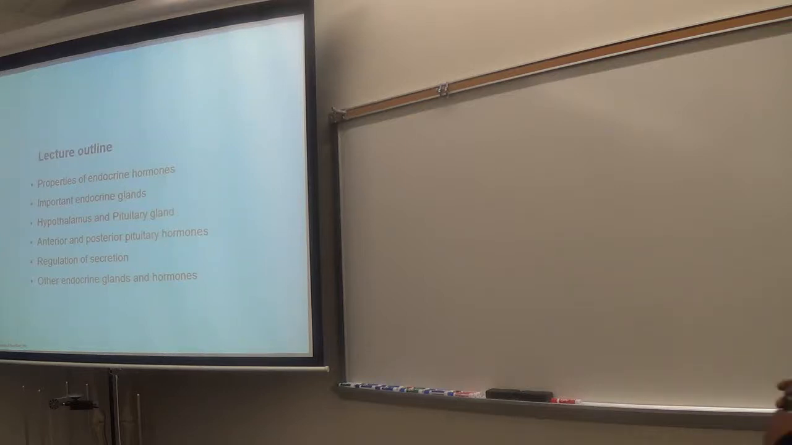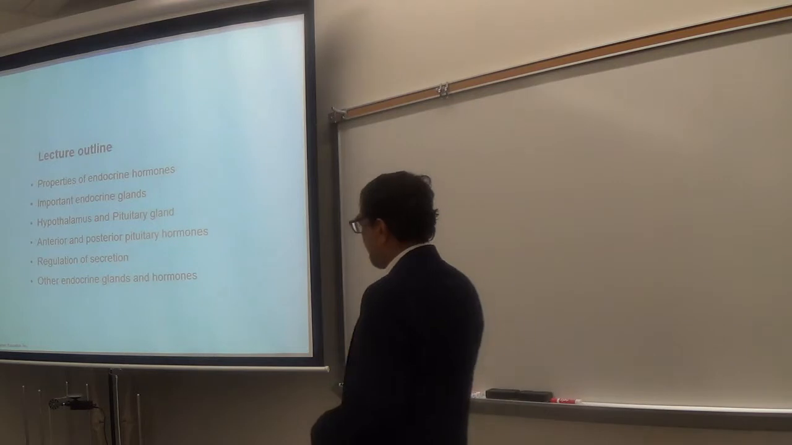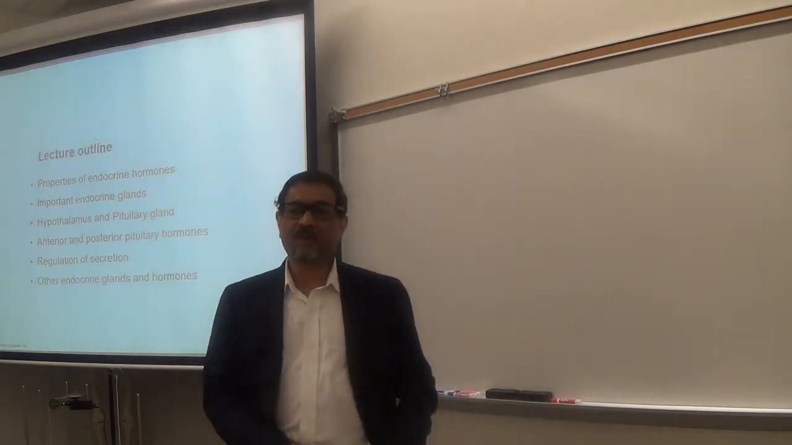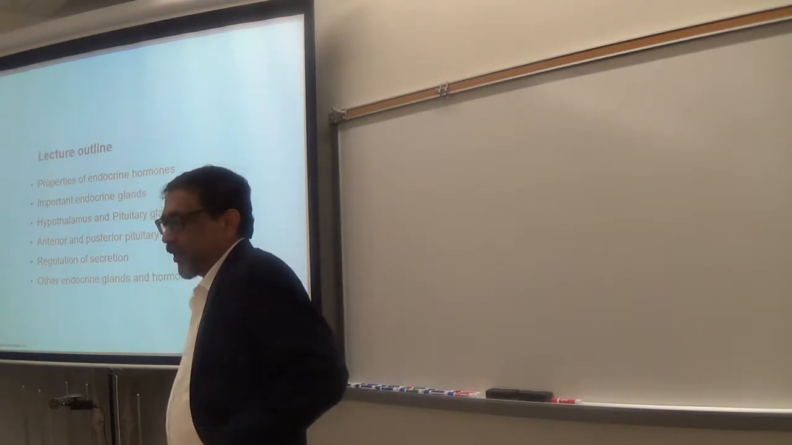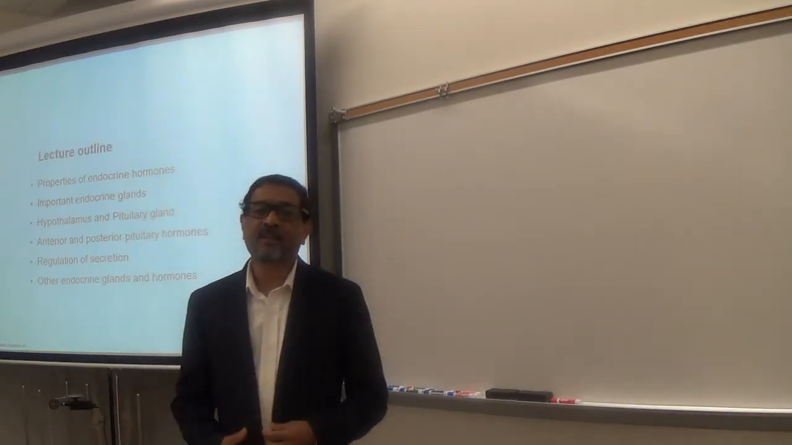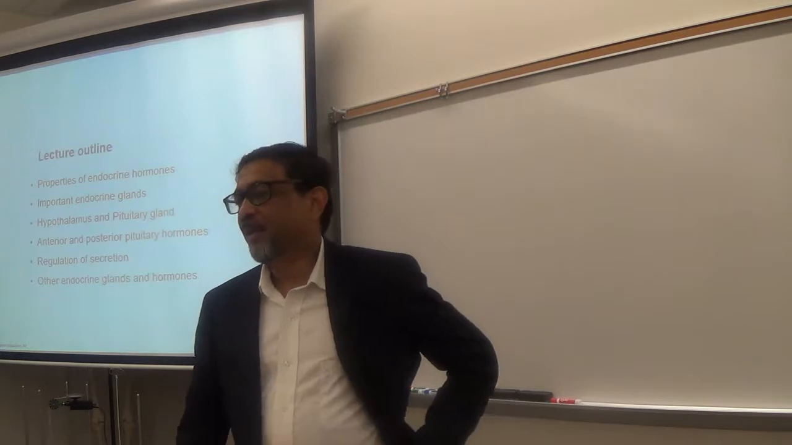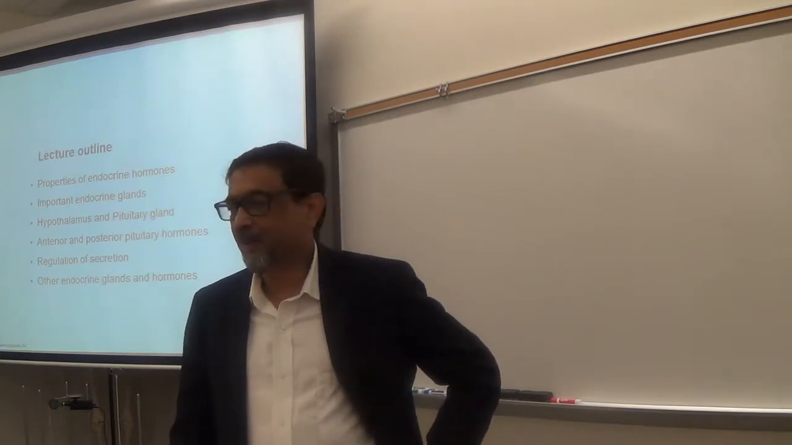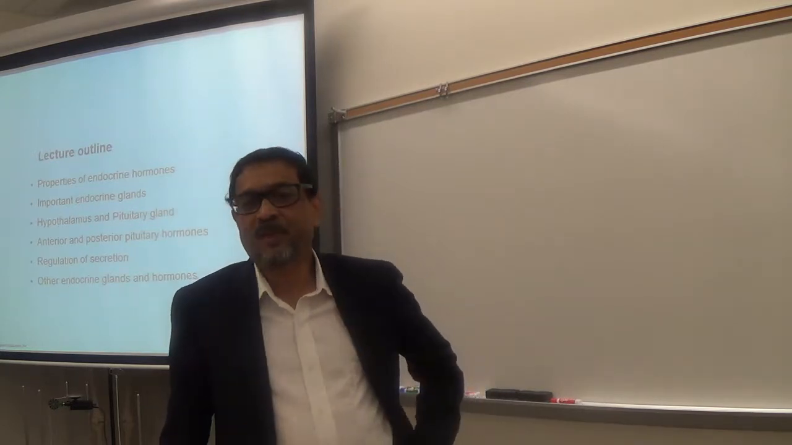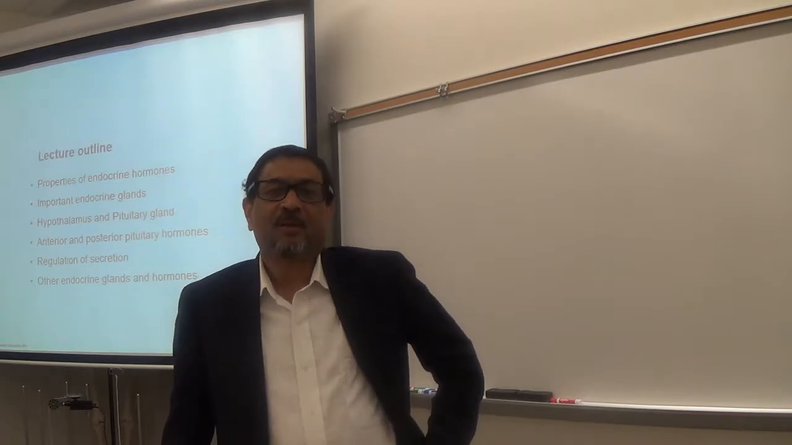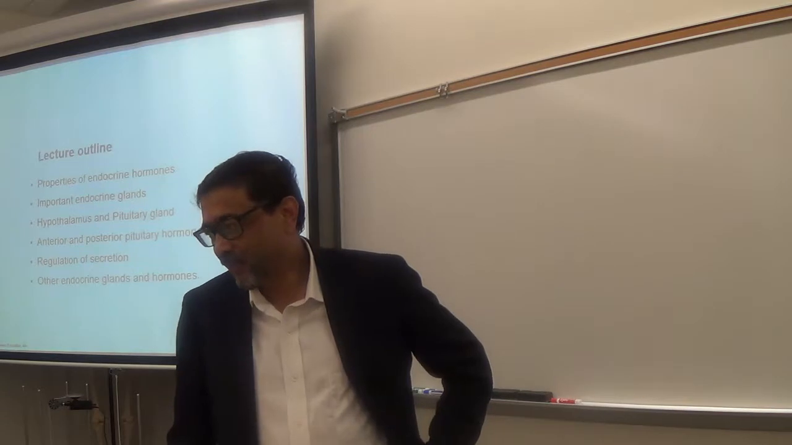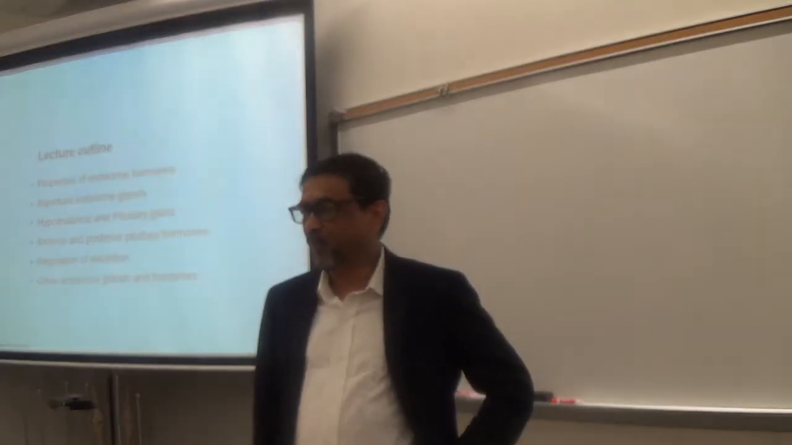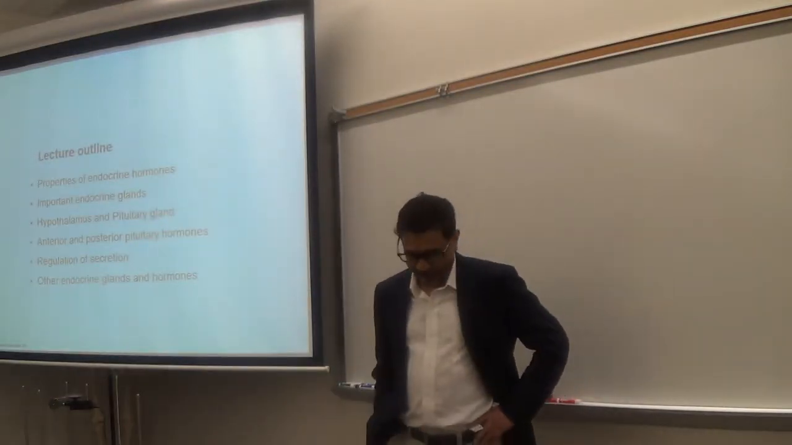So today we'll talk about an important system of the body, which is the endocrine system. Endocrine system is a control system of the body. You know that two systems control the other systems, nervous system and the endocrine system. So it is one of those two control systems.